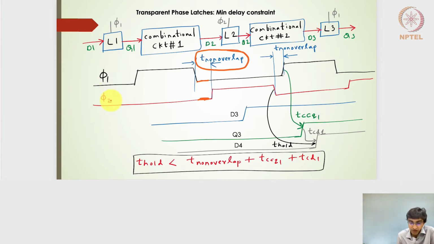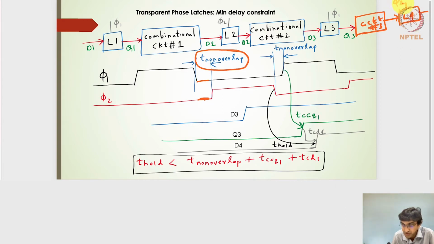So we have this clock 1 and clock 2 now. And let's say that we have a combinatorial circuit here also, which is similar to combinatorial circuit 1. I will write it as circuit number 3, since all the odd numbers are the same, and it goes to latch number 4, right? And again, for latch number 4 we will have the clock 2 signal, right?